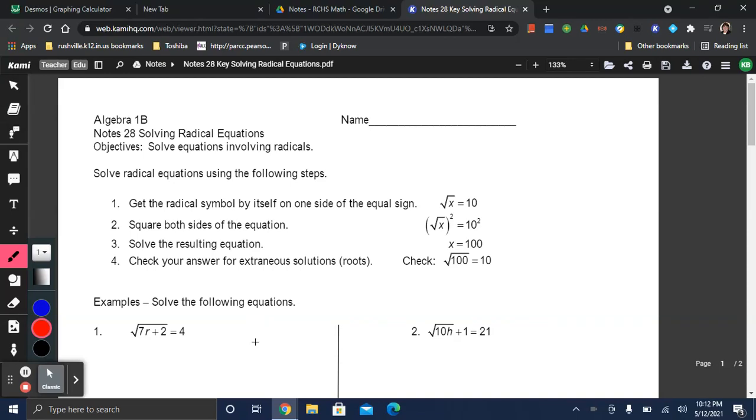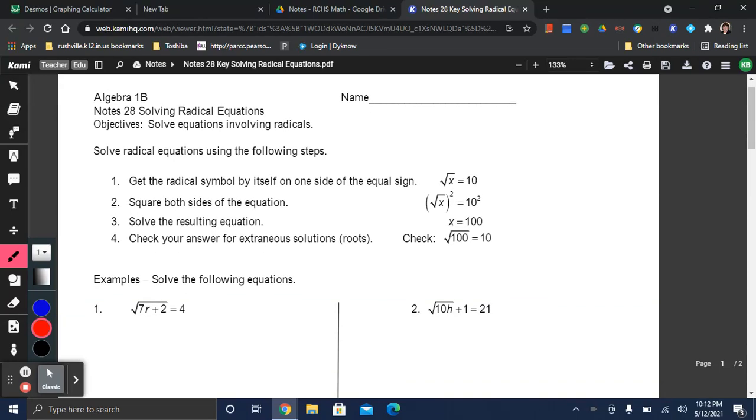Students, welcome back. We're going to be working on our last lesson for the year, and this is on solving radical equations. These are going to be equations that have square roots in them, and I have an example of what we're going to need to do.